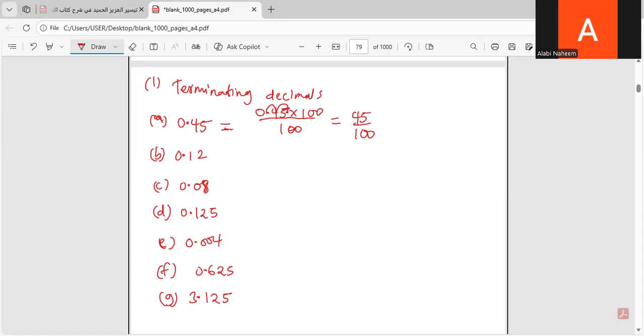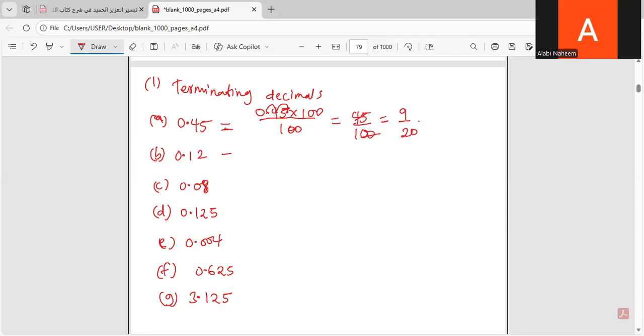Now it's a fraction. Can you see? We can now reduce this fraction to its lowest term, right? We can divide by 5. 5 in 45 is 9. 5 in 100 is 20. 9 over 20. That's it in the lowest term. So 0.45 is actually 9 over 20. And you can see that 20 contains only 2's and 5's, because 20 is 4 times 5. What's 4? 2 times 2, and then you have 5.